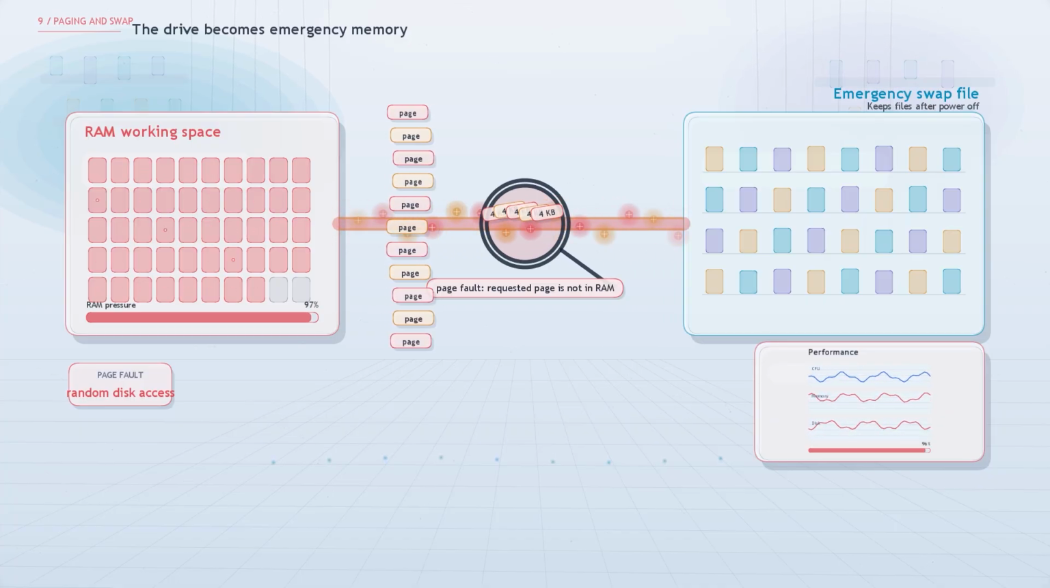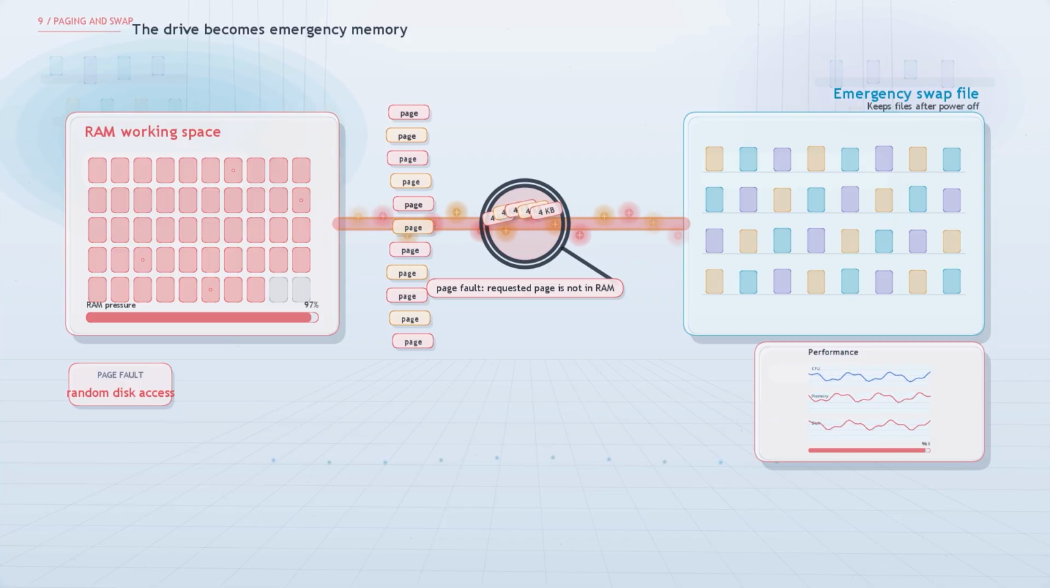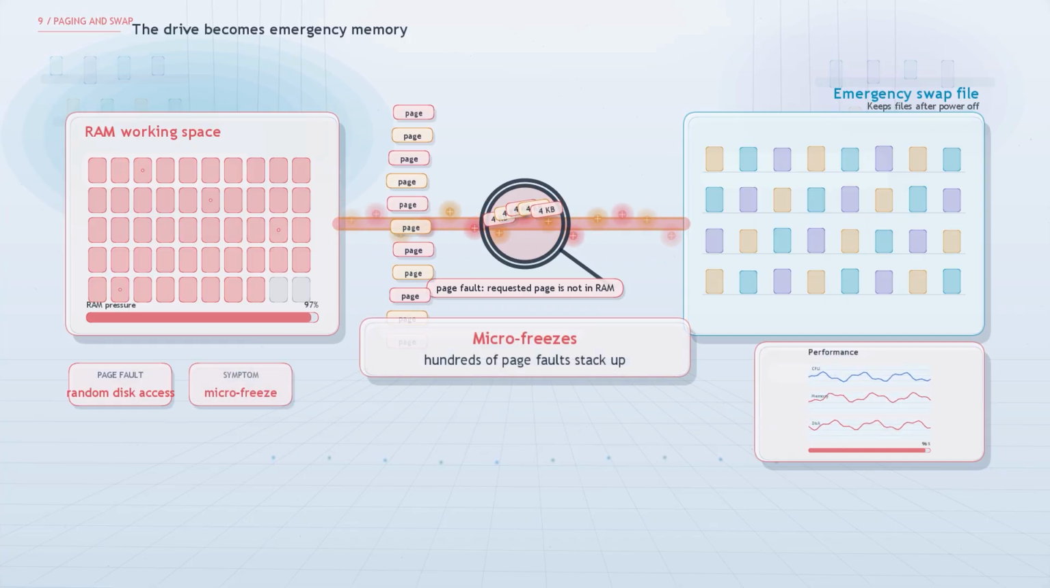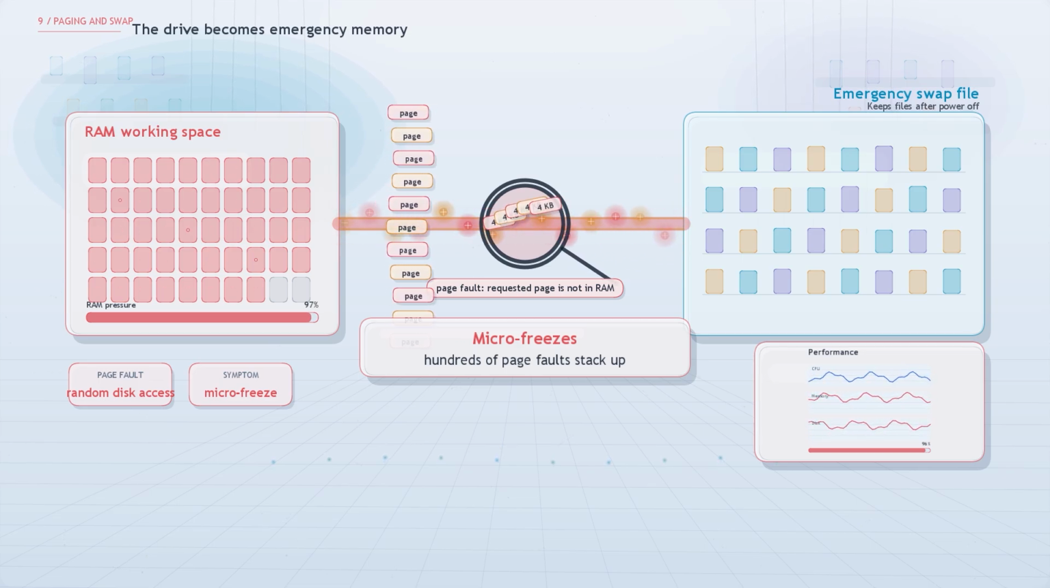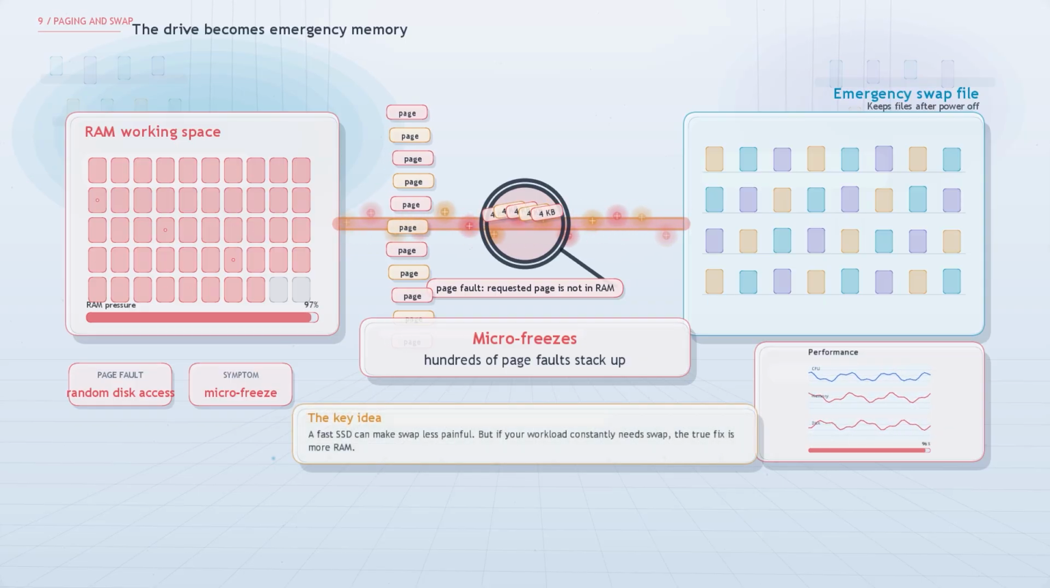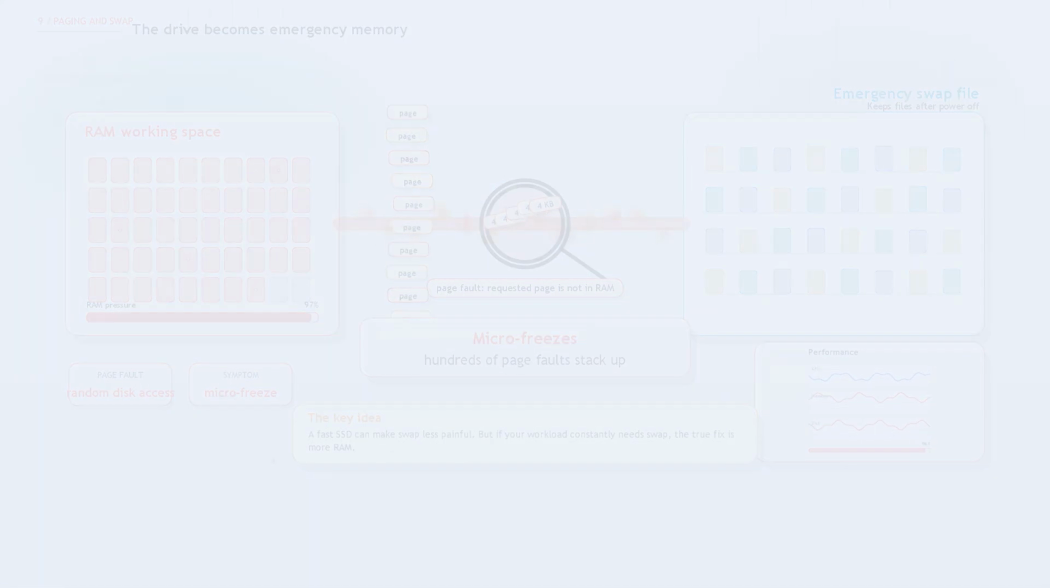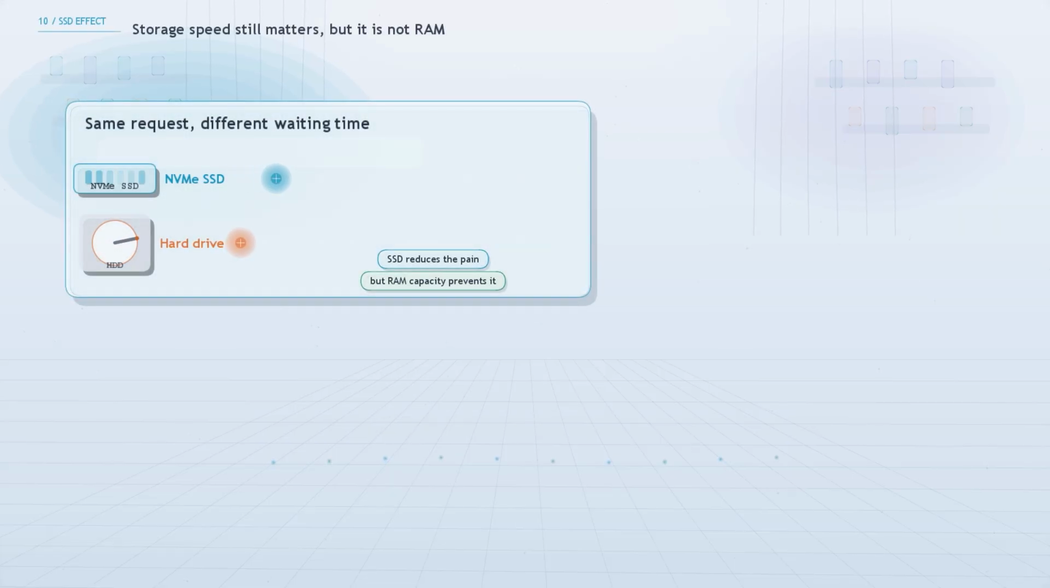The disk has to jump around, reading small chunks from everywhere. Every single page in operation costs real measurable time. Stack up hundreds of page faults per second, and you get those micro freezes that drive users crazy. The mouse stutters, video playback drops frames. All because the working set exceeded available RAM. The fix isn't a faster disk, it's more memory.